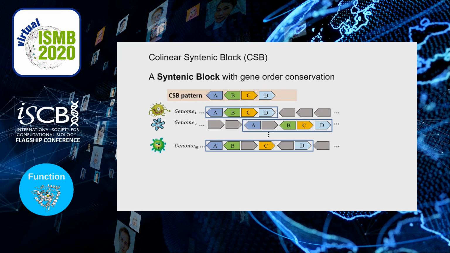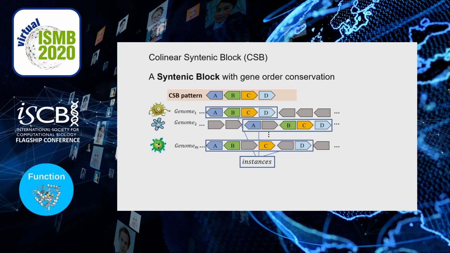In our research, we focus on the discovery of collinear syntenic blocks, in short CSBs. These are syntenic blocks where the gene order is conserved among all instances of the pattern. This is a pattern discovery problem where the pattern is not known in advance. Formally, we are given as input a set of genomes that are represented as strings over an alphabet of gene orthology groups and user-specified parameters Q and K.